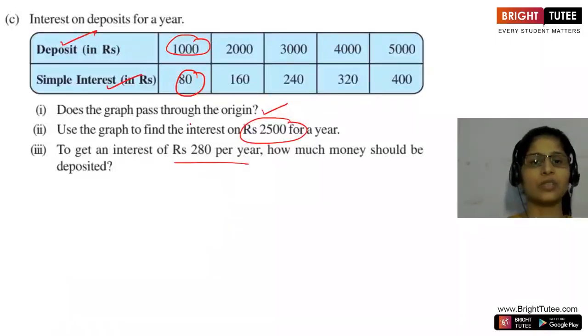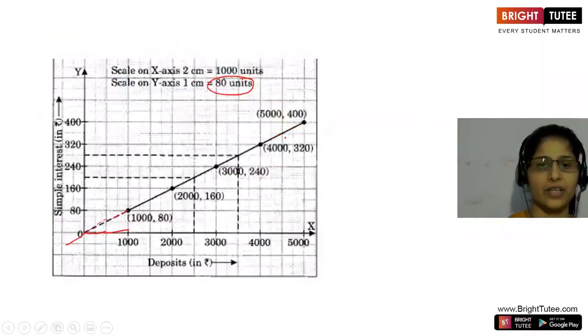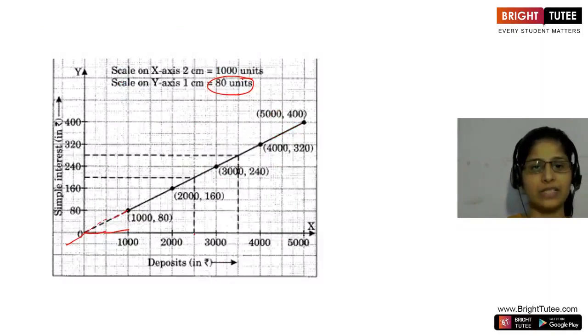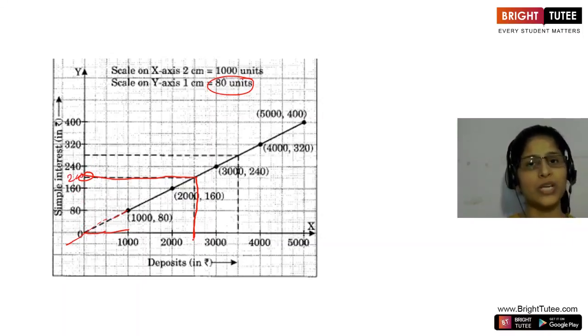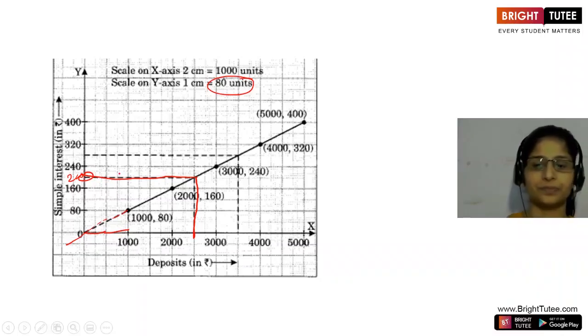Now the next question, for rupees 2500. So you see here 2500 is this amount, and at this amount if we match the value on the y-axis, that is here, this value, right? So this is 160 and this is 240. So 1 unit is representing 80. So the mid value will represent 40. So 160 plus 40 is 200. So on rupees 2500, the simple interest will be 200.